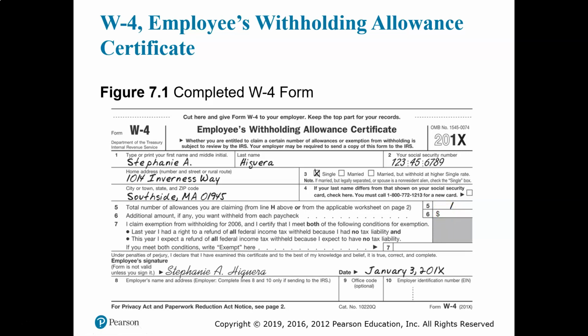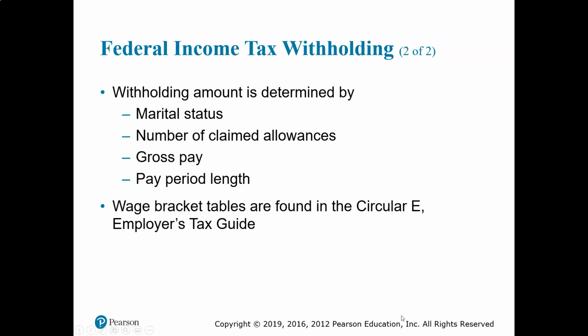Now this form is old. There's a new form that came out in 2020, which is a little different, but it's close to the same. But it's important the employee signs it and dates it, and it's given to the employer so that they know how much taxes to take out. They have to put in if you're single, and the number of allowances are important.